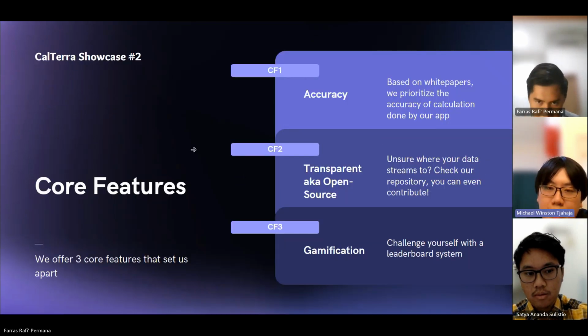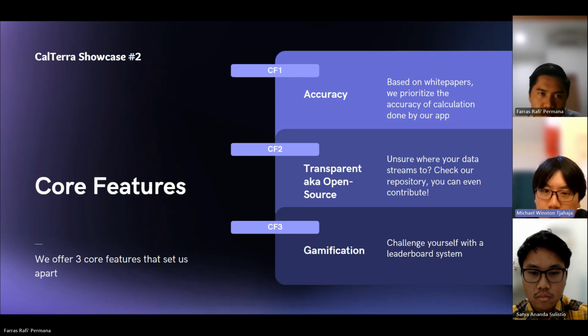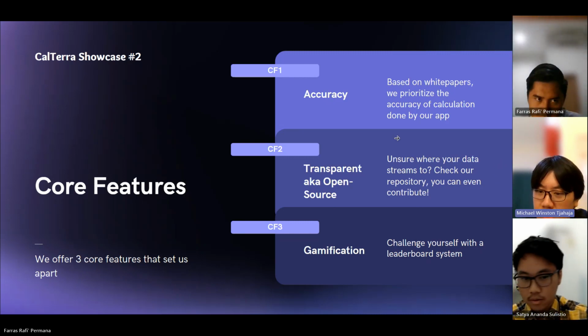The core features of this app: first, accuracy based on white papers. We prioritize the accuracy of calculations done by our app using equations we found in papers, and we've transported them into our app for use. The second core feature is transparency, aka open source, so practically everyone can contribute and help develop the app to move forward. And there's gamification, where a leaderboard system is created within the app, where you can track your progress and see how well you're doing against the entire world.